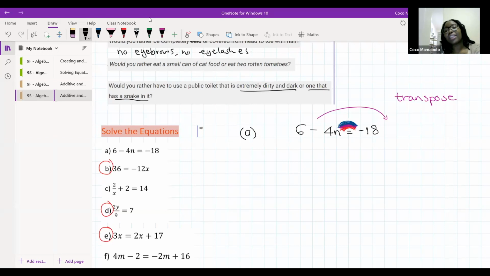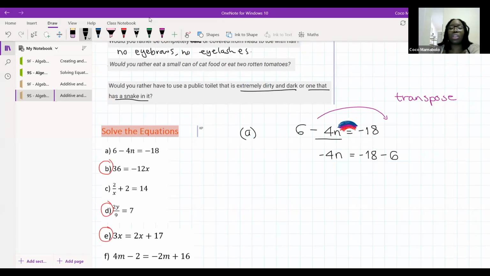Good. Now, if I take the 6 over, what do I have left on this side? Negative 4n. Negative 4n. And this is equal to, I already had negative 18 on this side, and now that 6 has come over, we have negative 6, or minus 6. You can say negative 6 or minus 6.